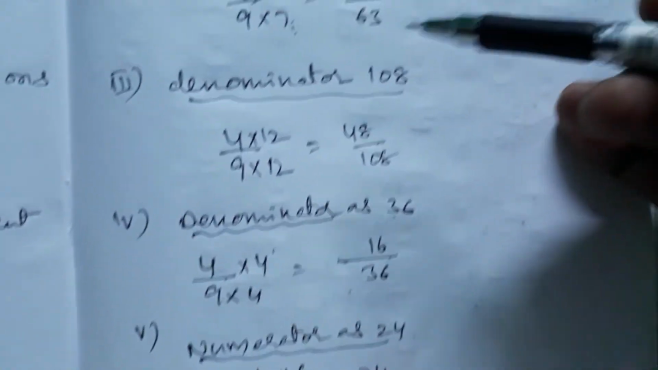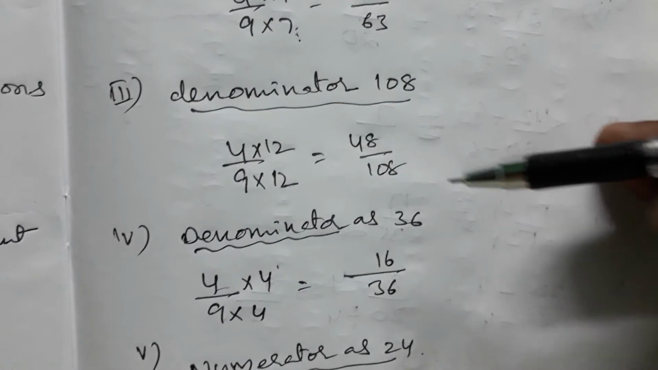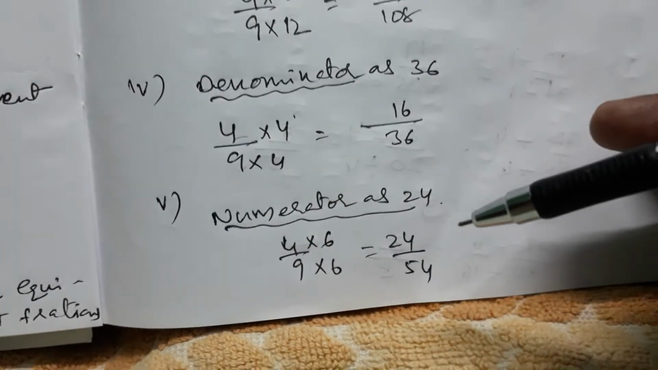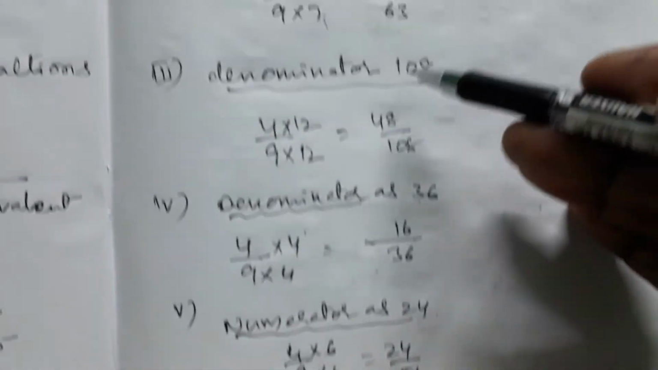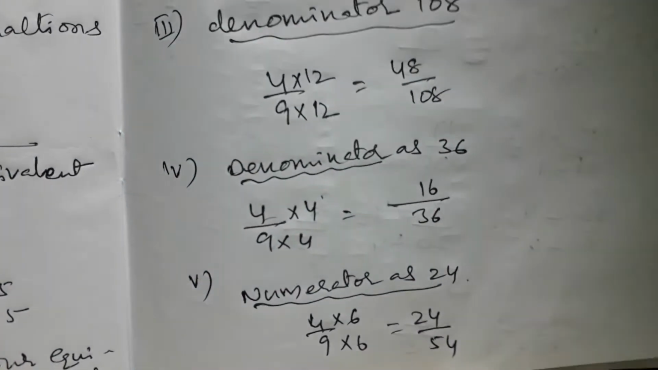So here, what are the equivalent fractions to 4 by 9? 28 by 63, 48 by 108, 16 by 36, 24 by 54. These are all equivalent fractions to the given fraction 4 by 9.